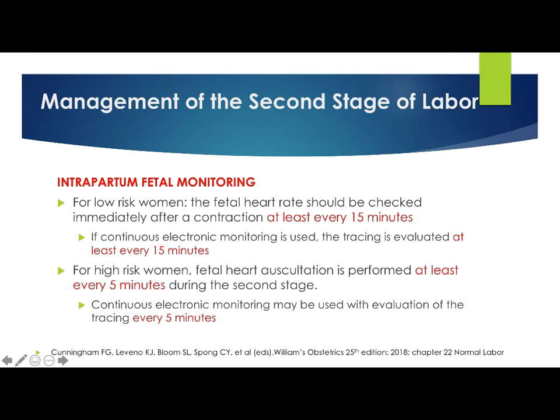So how about intrapartum fetal monitoring during the second stage of labor? For low-risk women, the fetal heart rate should be checked immediately after a contraction at least every 15 minutes, and the frequency is the same if we use continuous electronic fetal monitoring. For high-risk women, fetal heart auscultation should be performed every 5 minutes during the second stage of labor, and this is the same frequency we use with continuous electronic fetal monitoring.